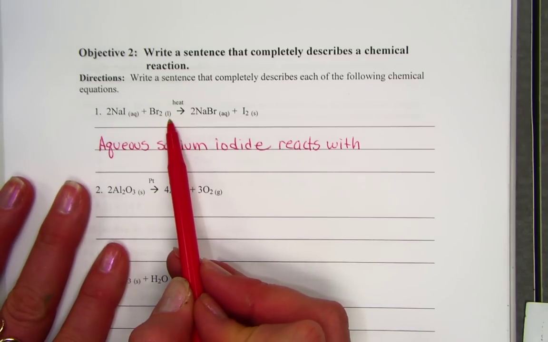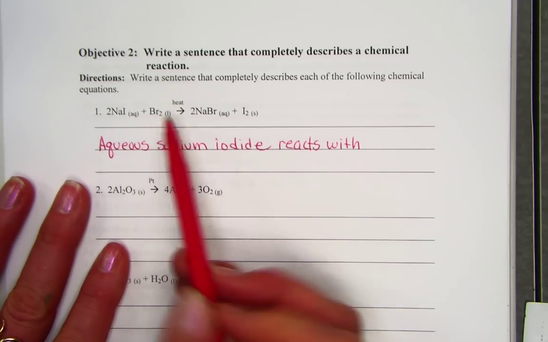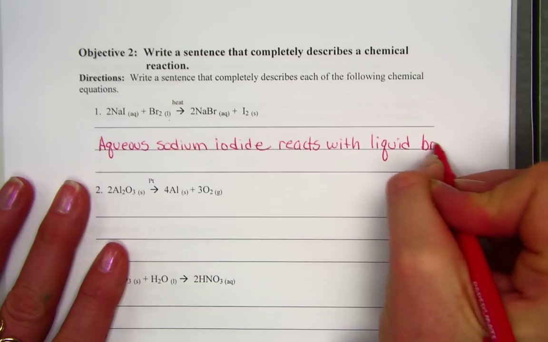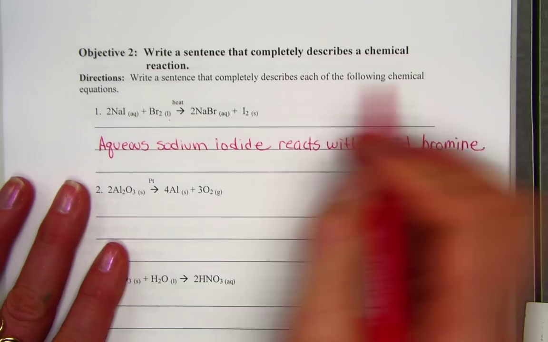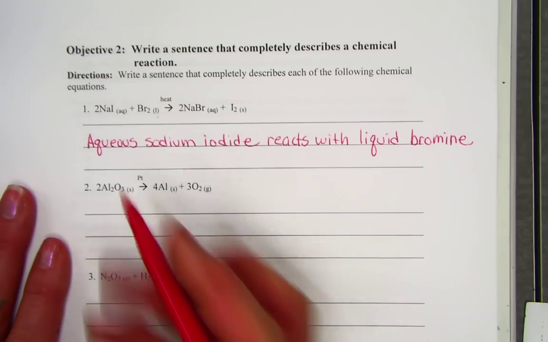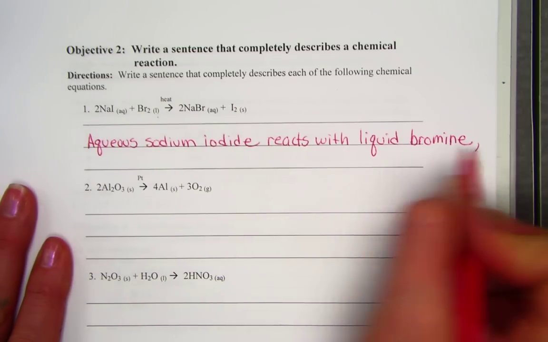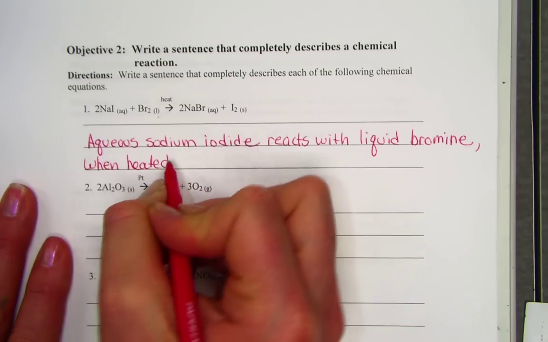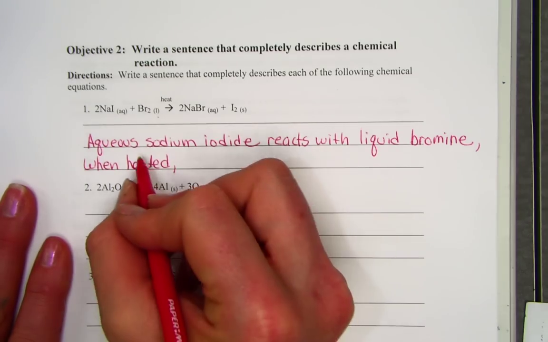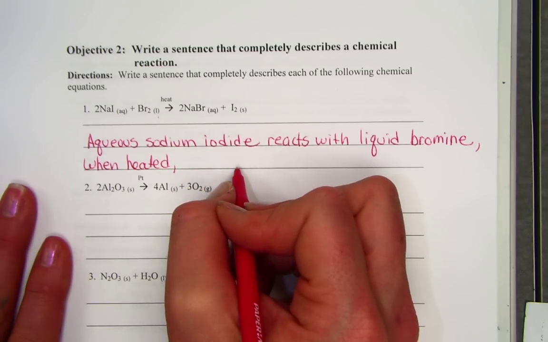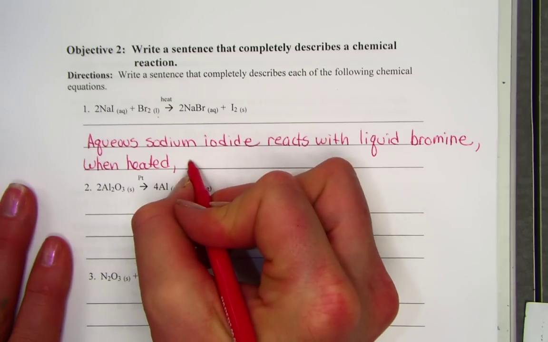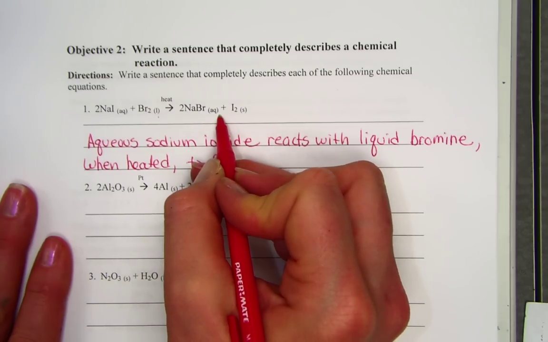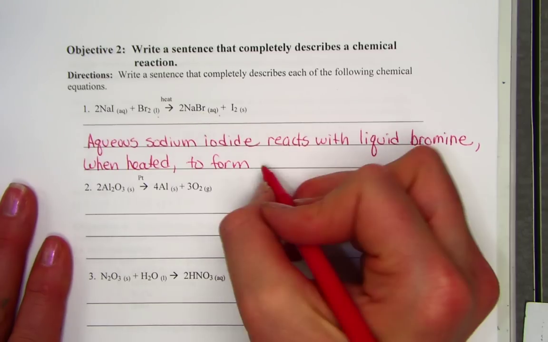See that little l standing for liquid and the molecule called bromine. Reacts with liquid bromine. The arrow with the word heat on it, so I'll put a comma, when heated. Aqueous sodium iodide reacts with liquid bromine when heated to form aqueous sodium bromide.